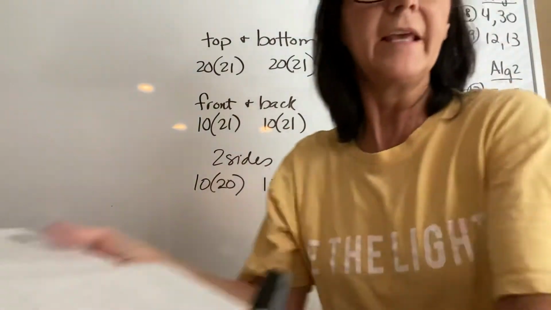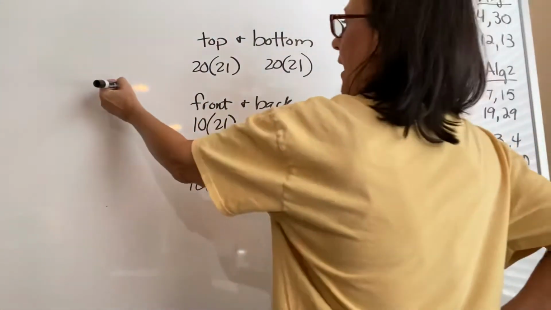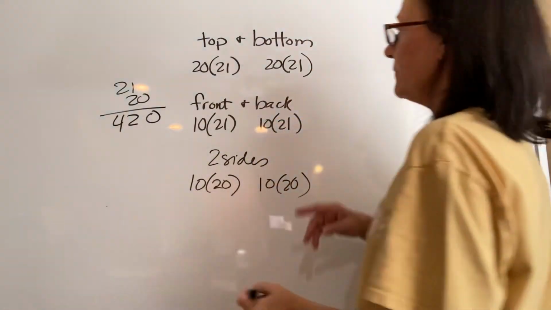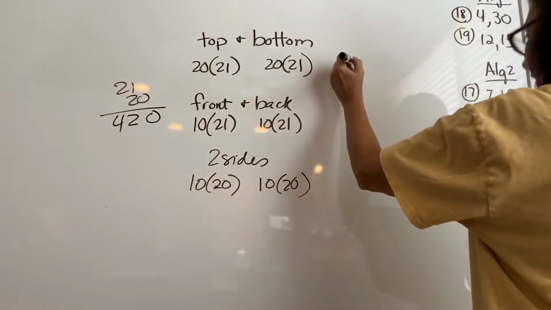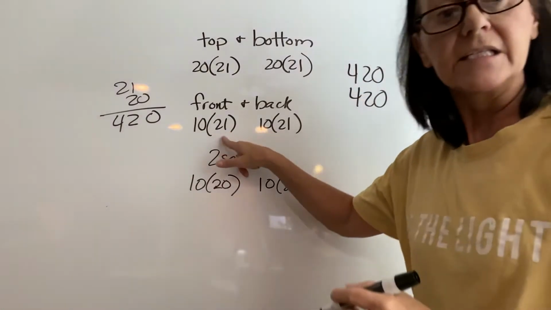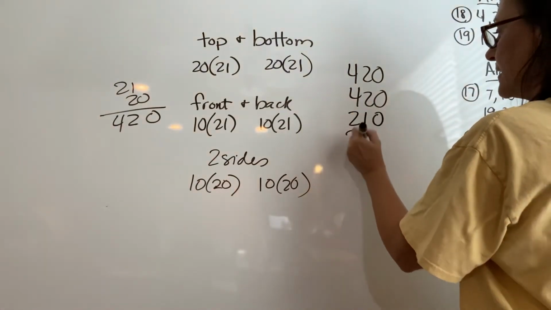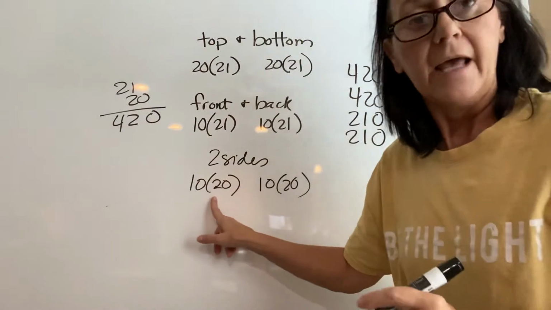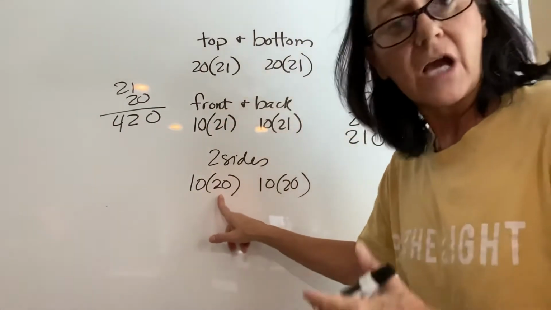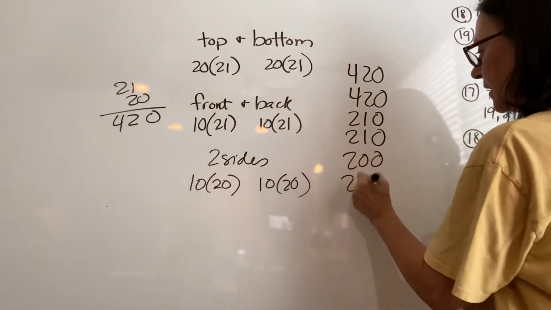All right, so once we find the area of each of the sides, then we add them. So 21 times 20, that's 420. So we know both of those are going to be 420. So it's going to be 420 plus 420. This is 10 times 21. That's going to be 210. So we add those two sides, 210 plus 210, and then the front and the back. Then we add the two sides that we really can't see in the picture, 10 by 20. So that's 200 plus 200.